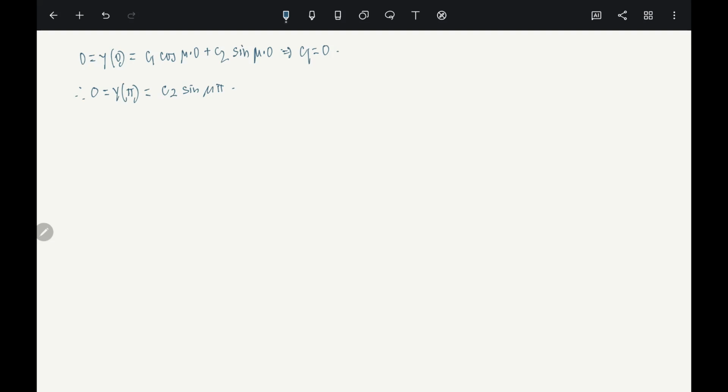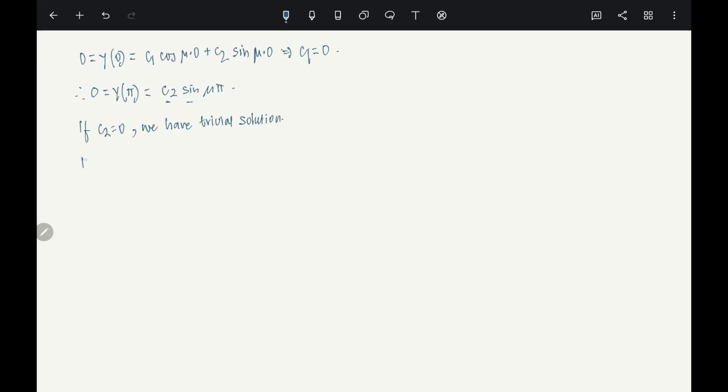Is it okay? Now, of course, mu is non-zero. So sine mu pi is not going to be 0, right? Generally speaking, c2 times this sine is 0. Now if c2 is 0, and c1 is 0, then what we have is a trivial solution. We do not want a trivial solution because that's not an interesting case, right? We want a non-trivial solution. If c2 is 0, we have a trivial solution, which we don't want.